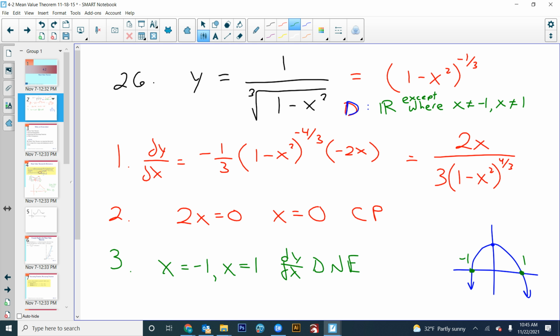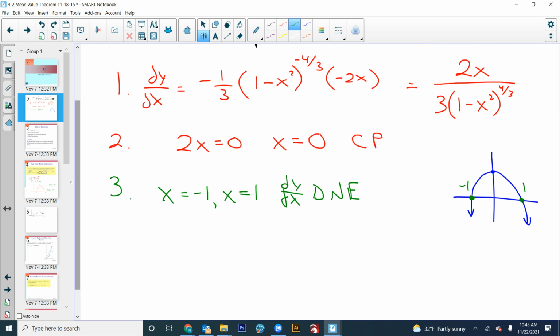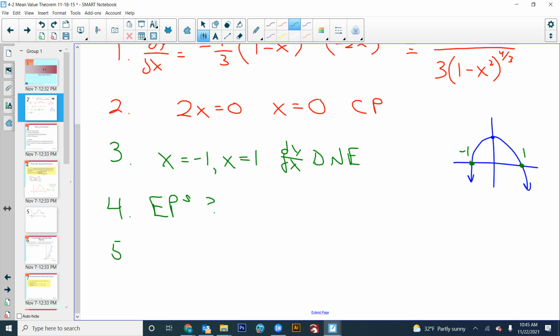Are we going to count those towards critical points? No. They're not on the domain of y. They're not going to be a critical point of y. They're not going to be a max or a min because they don't exist. Do you agree? On to step 4. Any endpoints? Not really.